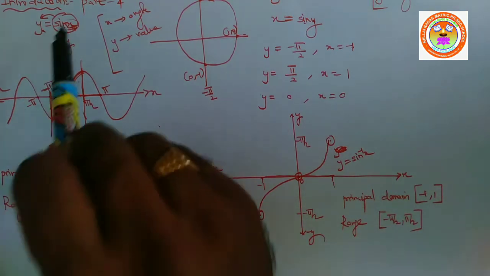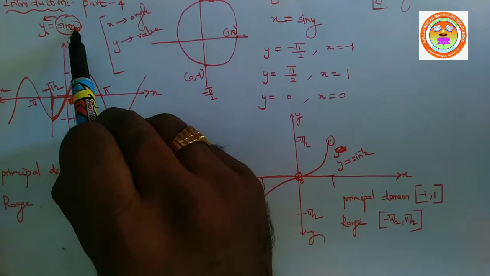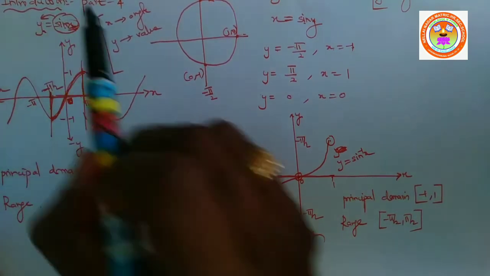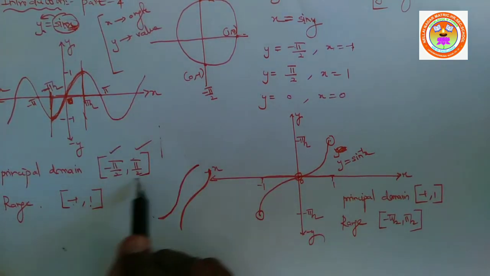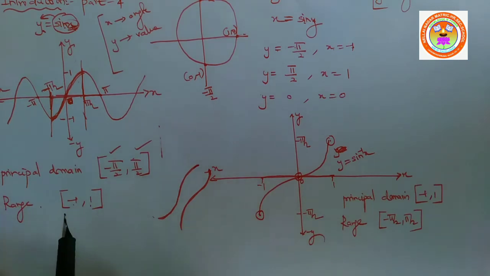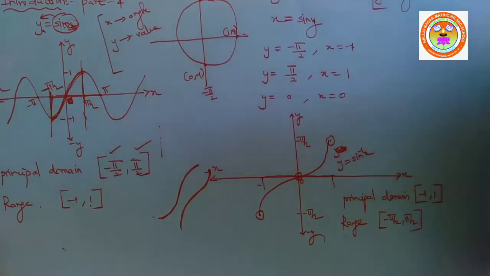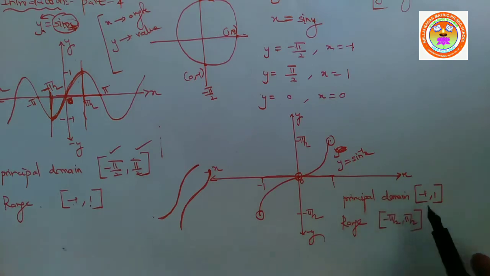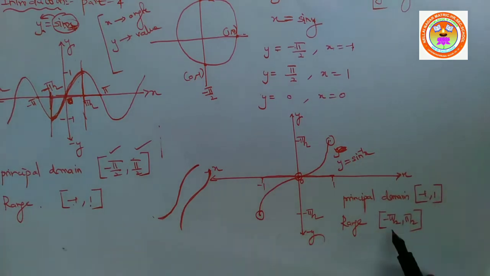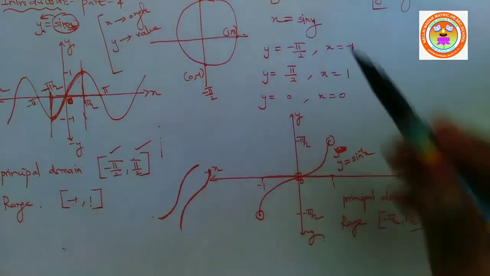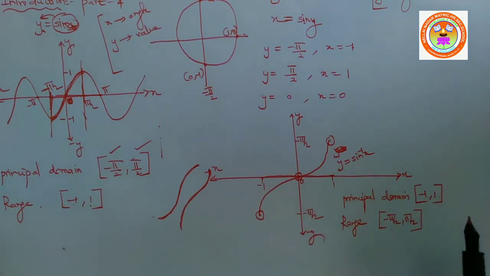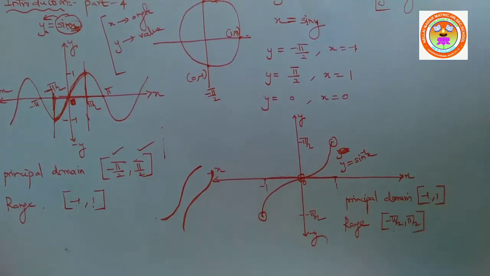Listen carefully. Sin is followed by an angle, and we get a value. The angle is minus pi by 2 to pi by 2. The range is the value. Here sin inverse is followed by a value. The value means -1 comma 1 is the principal domain. Next, y is called the angle. Minus pi by 2 comma pi by 2 is the range. So within this we will finish introduction part 4.